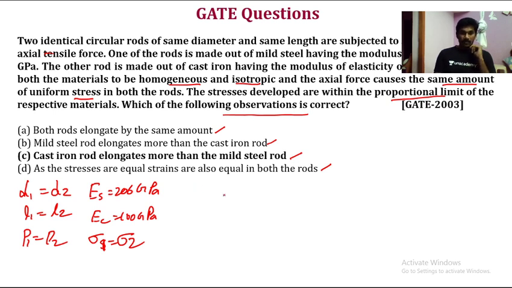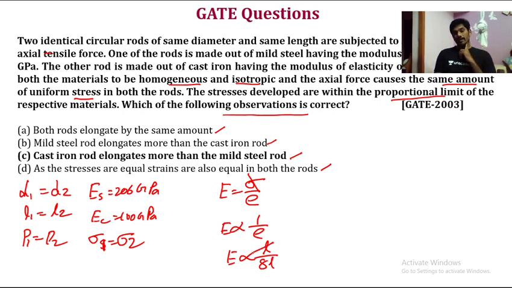Now you take it: Young's modulus is equal to stress by strain, where the stresses are equal. So Young's modulus is inversely proportional to strain, which can be written as L by del L. The length is also equal, so E is inversely proportional to change in length. If your change in length is increased, your Young's modulus decreases. Vice versa, if your Young's modulus increases, your change in length will decrease.